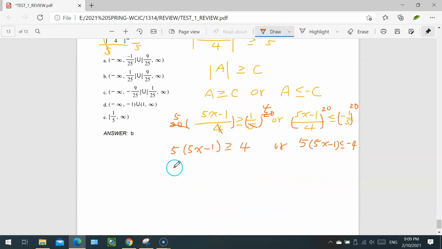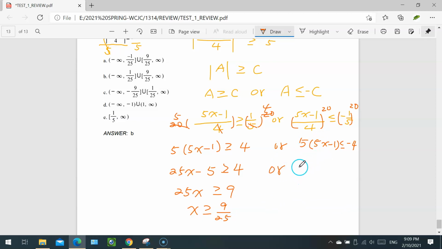So now we distribute it. We have 25x minus 5 greater equal than 4. Bring the 5 to the right hand side. So we have 25x. Let me erase here. Bring the 5 to the right hand side. It turns to the 9. Now we divide by 25 on both sides. So we get x greater equal than 9 over 25.